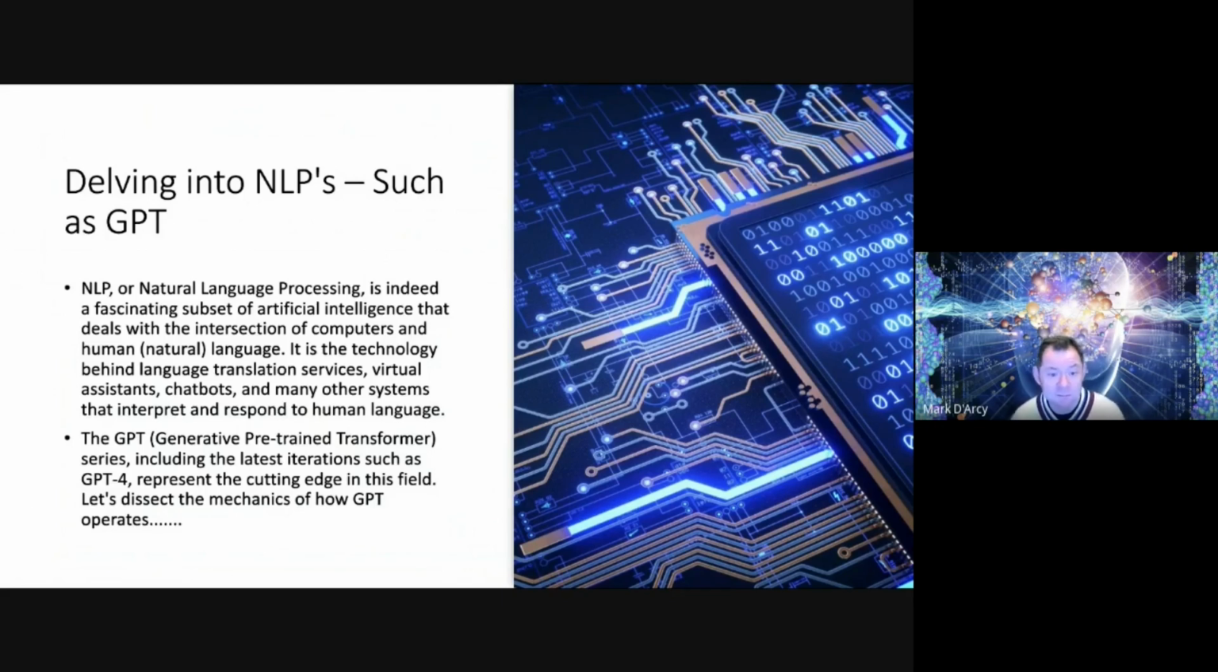Delving into NLPs, such as GPT. NLP, or natural language processing, is a fascinating subset of artificial intelligence that deals with the intersection of computers and human natural language. It's a technology behind language translation services, virtual assistants, chatbots, and many other systems that interpret and respond to human language. The GPT, Generative Pre-trained Transformer series, including the latest iterations such as GPT-4, represent the cutting edge in this field. Now let's go into the mechanics of how GPT operates.